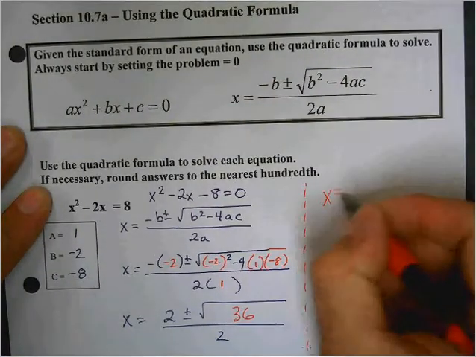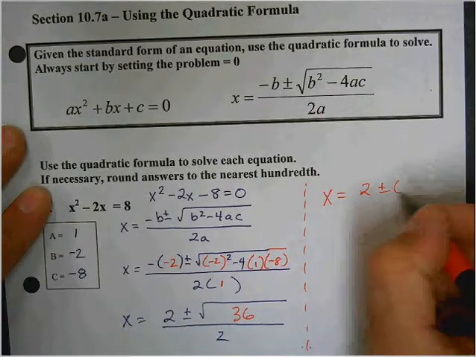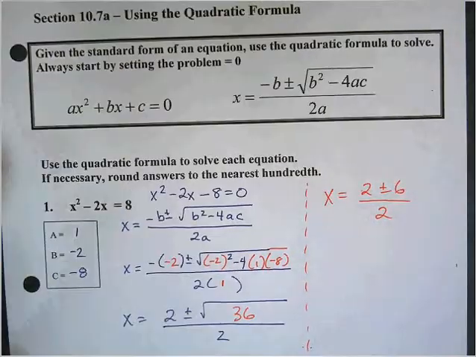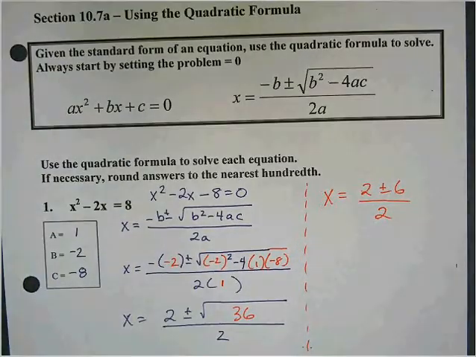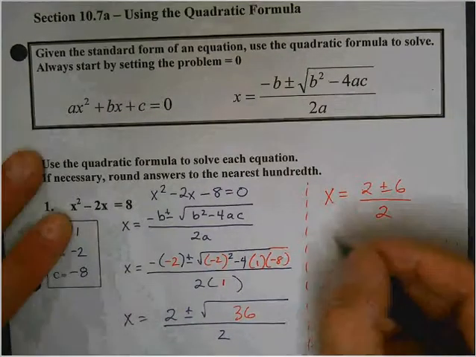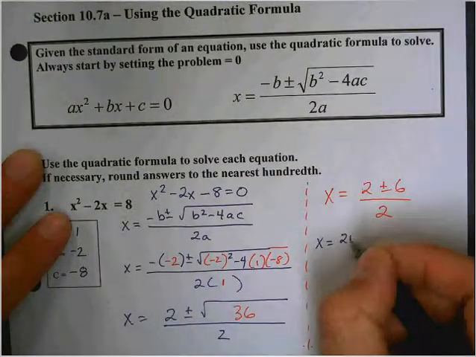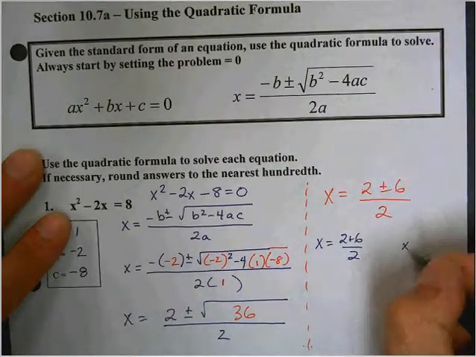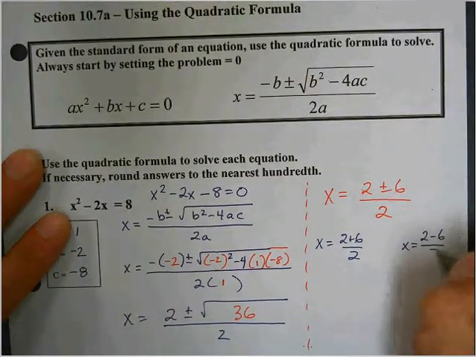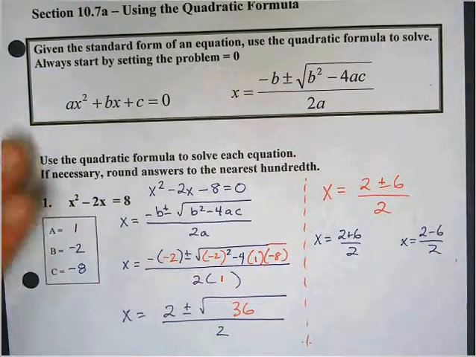My first answer, after I take the square root, is 2 plus or minus 6 over 2. Now, notice my fraction bar here. What is it over? The whole thing, isn't it? How many answers do we have here? 2. So here's where you do the breakup, the split. It goes like this. On the left, 2 plus 6 over 2, or x equals 2 minus 6 over 2.